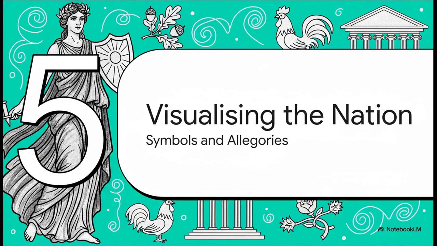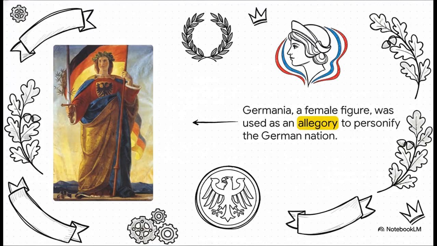All right, so now these new nations like Germany and Italy exist. But how do you imagine a nation? It's an abstract idea. How do you create a face for Germany? Well, artists in the 19th century came up with a very clever solution. They started personifying the nation, usually in the form of a female figure. We call this an allegory. And here is the most famous example. Germania. This female figure became the allegory of the German nation.